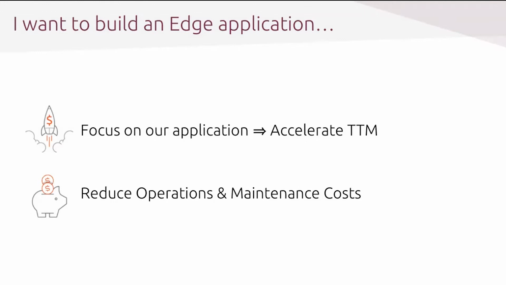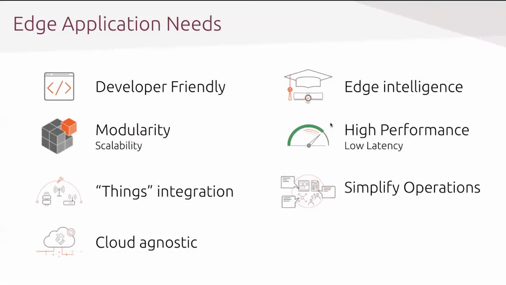Well, I want to build an edge application, and what are my main concerns? There are many of them, of course, but I think that the most important ones are that we want to focus on our application and build a whole system, including the device and management platform, which is ultra reliable and easy to maintain so that we can reduce OpEx. So in summary, we want to accelerate time to market and forget about everything which is related to framework and so on.